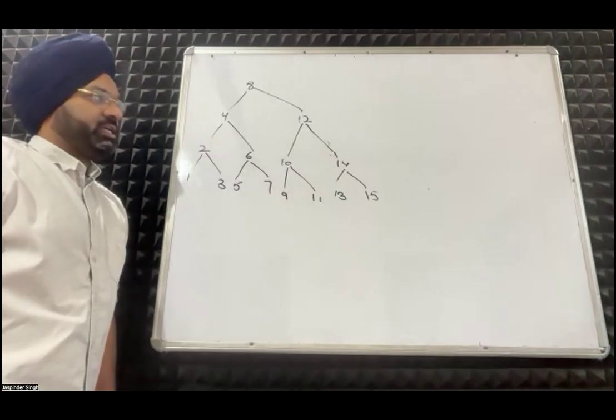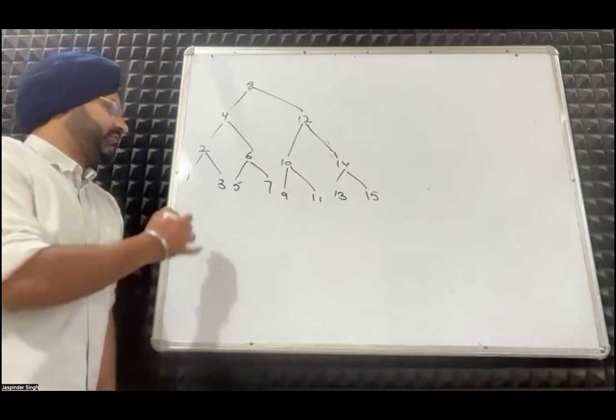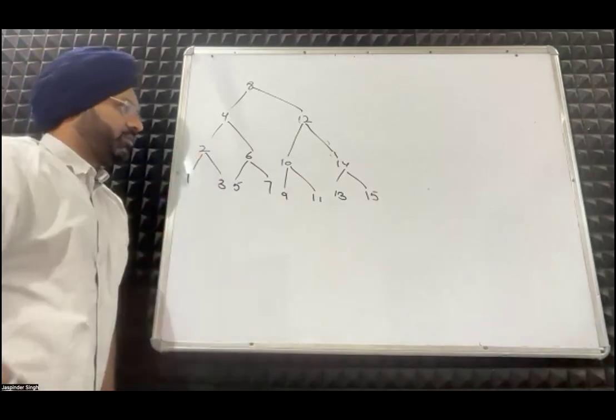How do I determine whether it is a BST or not? Based upon 3 rules, I can use 3 rules. Is there any other way that I can check whether it is a BST or not?